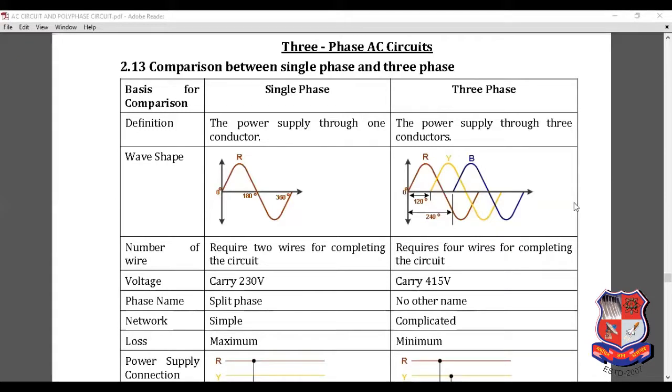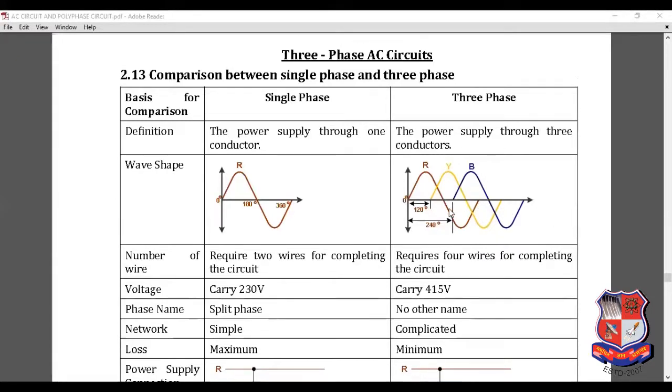Okay, so let's start. See, basically the main difference between a single phase circuit and a 3-phase circuit is, in case of single phase circuit, we have only one conductor. See this, only one conductor is there. So we can transmit the power or receive the power by only one conductor. Clear? Whereas in case of 3-phase circuit, we can transmit and consume the power by 3 conductors.